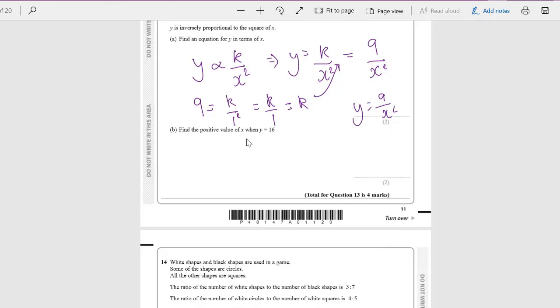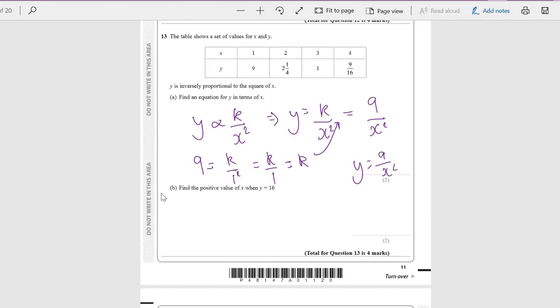Find the positive value of x when y equals 16. Right, so if y equals 16, 9 over x squared. So rearrange. We multiply by x squared, so we get 16x squared equals 9. And then we divide by 16. Again, we're just rearranging to make x the subject.